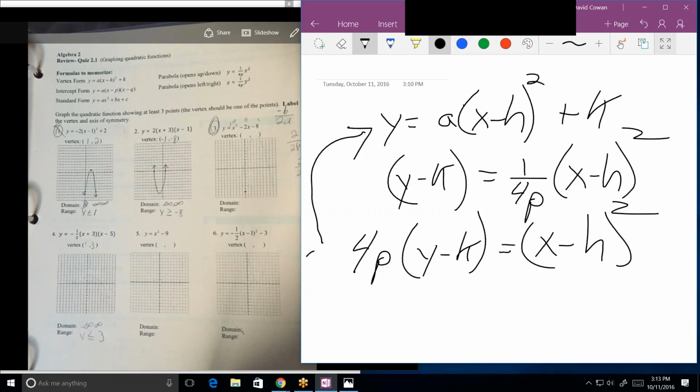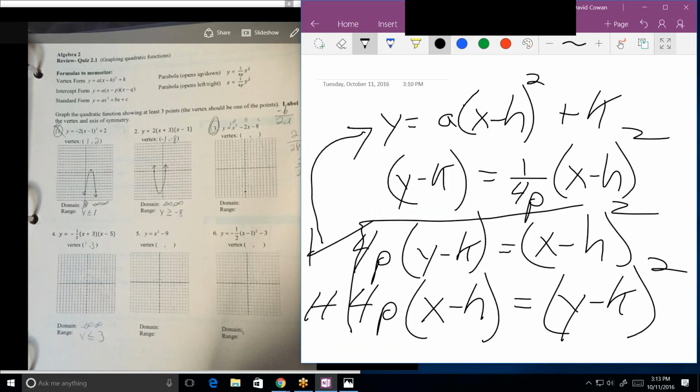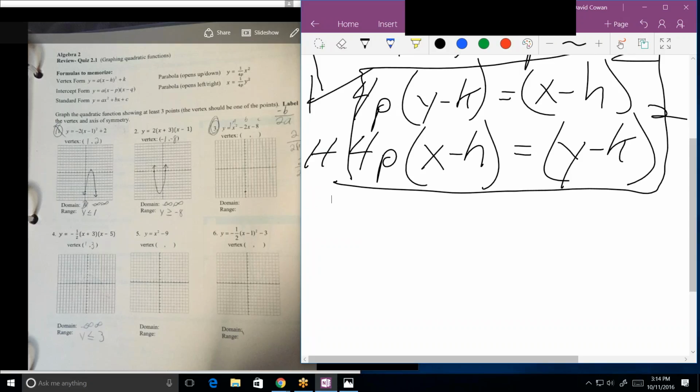The way I kind of memorize this, the 4p goes in front of the variable that is not being squared. And likewise, the other format for a horizontal parabola is x minus h with the 4p in front of that, and over here you have the y minus k quantity squared. So this is your vertical parabola and this is your horizontal parabola. And I think it's easier to just memorize these two formats like that. Okay? And if we do that and apply it to some of these problems, you'll see why that makes sense.